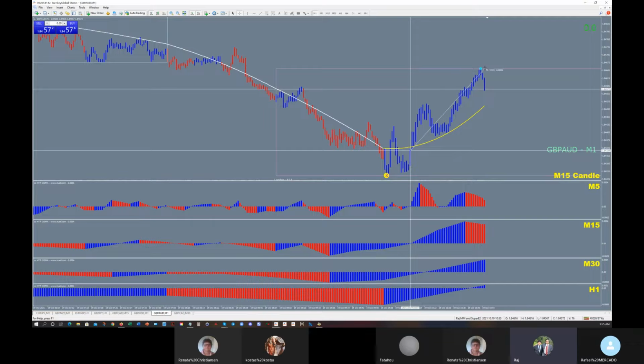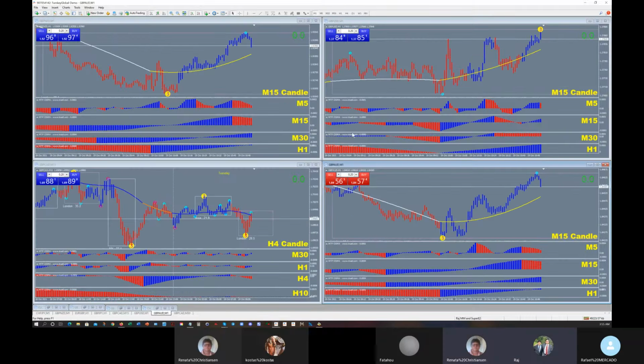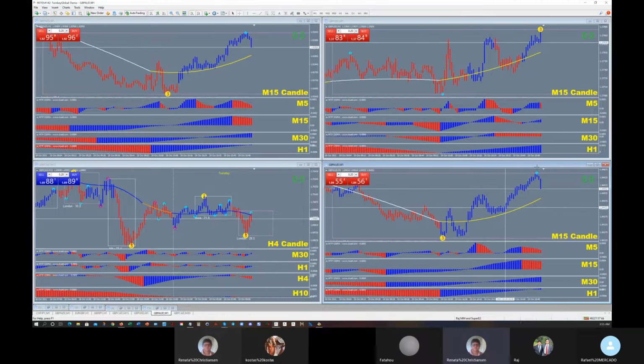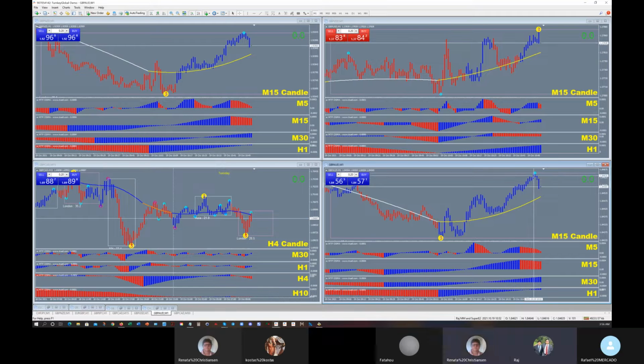10 pip stop loss, 31 pip trade. Would I enter on the second entry and exit? Would you stay longer? No, I would be out over here, right? Both of them change colors. So I'm going to move my stop, and probably made about 10 or 15 pips, maybe 15.